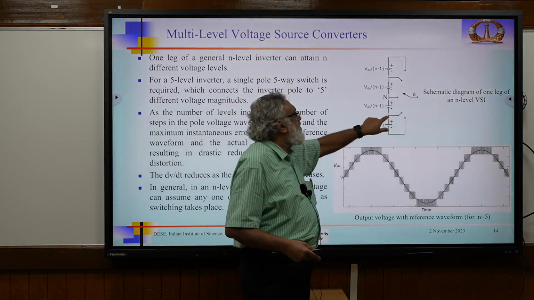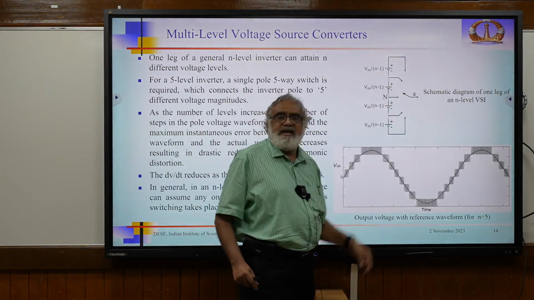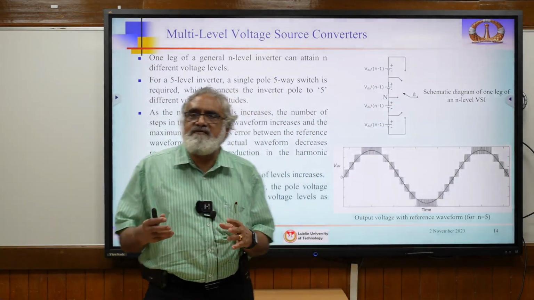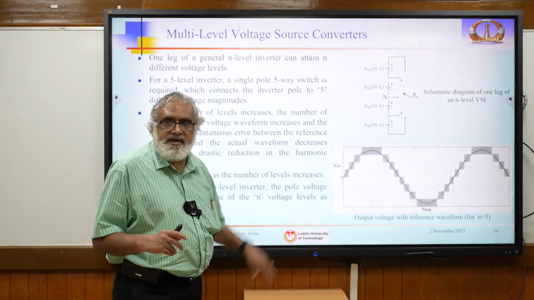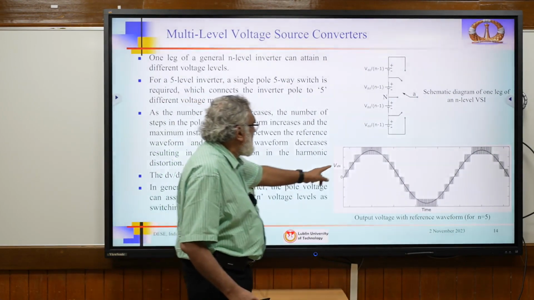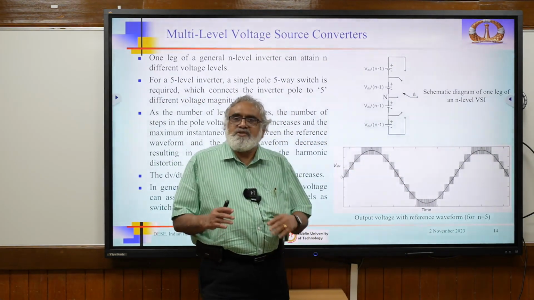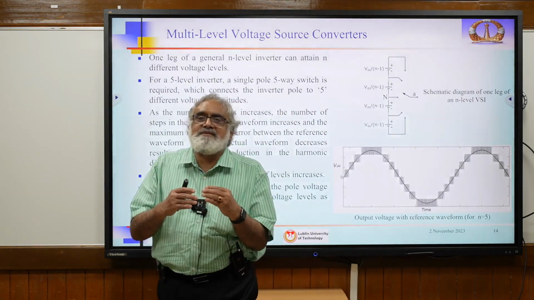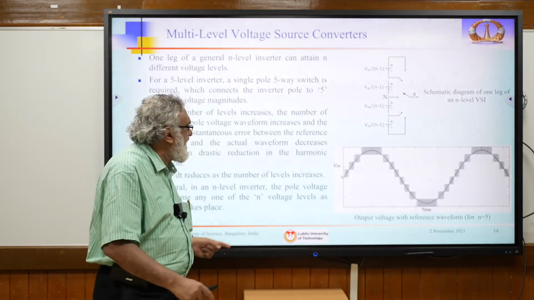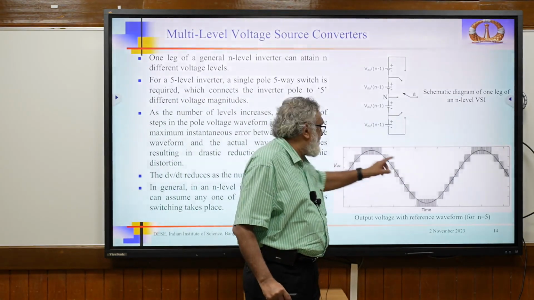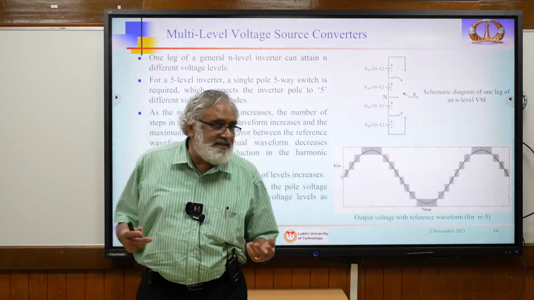So 1, 2, 3, 4, 5 levels are possible. By proper switching, we can connect the A phase or B phase or C phase to any of these points. Then when you do that, the 5 level structure is like this. So the dV by dt is reduced. As the levels become smaller and smaller, that means more number of levels means we get an output average sinusoidal waveform, a switched waveform very close to a sinusoid. So that is the idea.